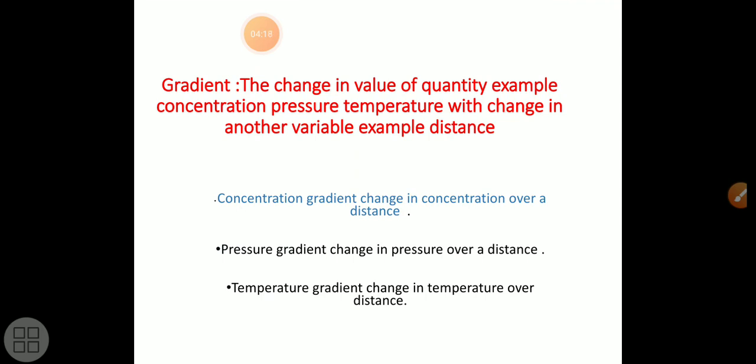Now, a gradient is the change in the value of a quantity, for example concentration, pressure or temperature, with another variable, for example distance. Concentration gradient: change in concentration over distance. Pressure gradient: change in pressure over a distance. Temperature gradient: change in temperature over distance.